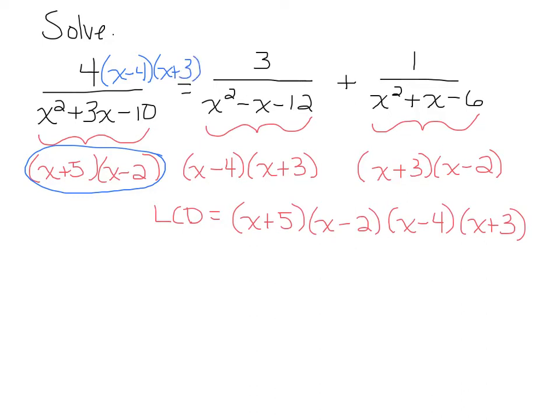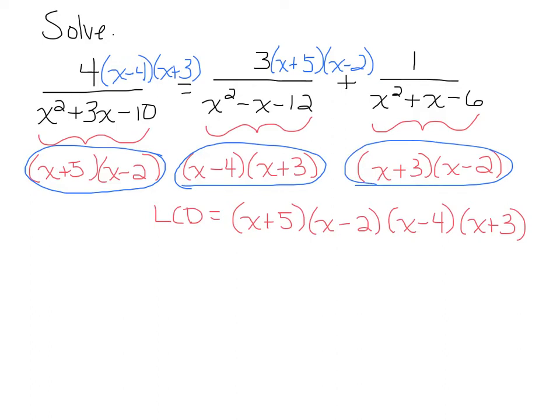Now let's look at the second rational expression. If we were to compare this denominator with our LCD, what's missing? What's missing is x plus 5, x minus 2. From the last denominator, what's missing? What's missing is x plus 5, x minus 4. Doing this step creates a common denominator for everything.